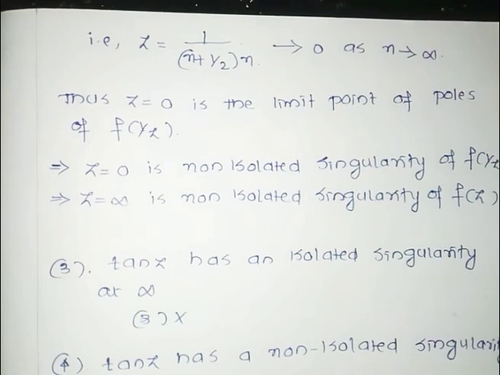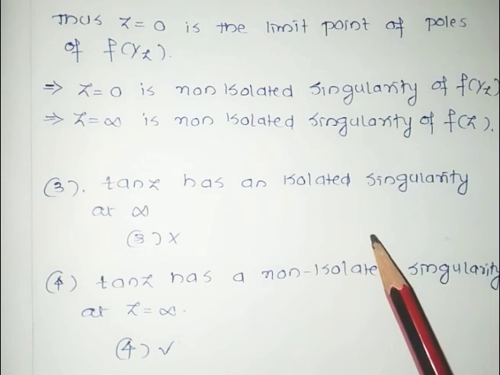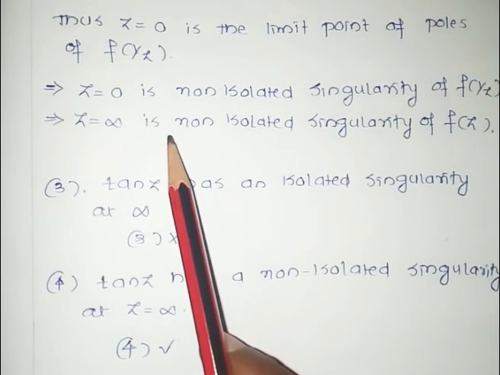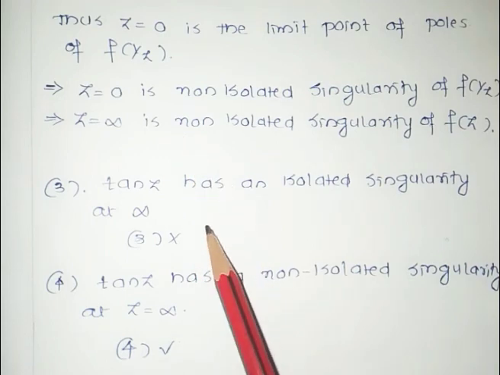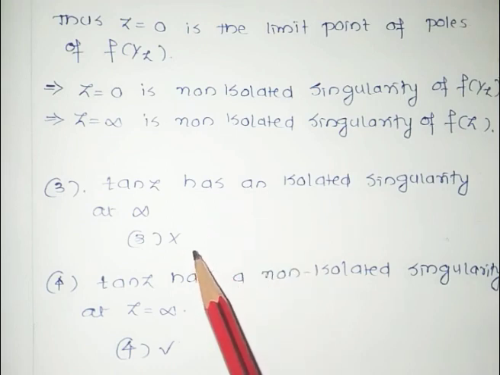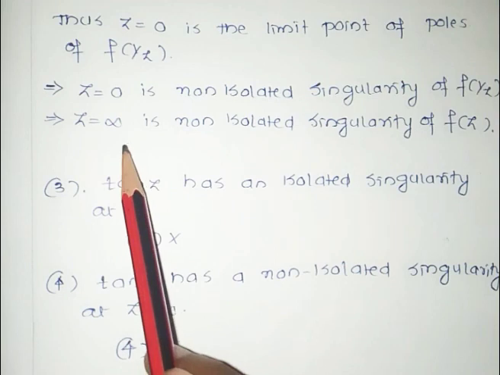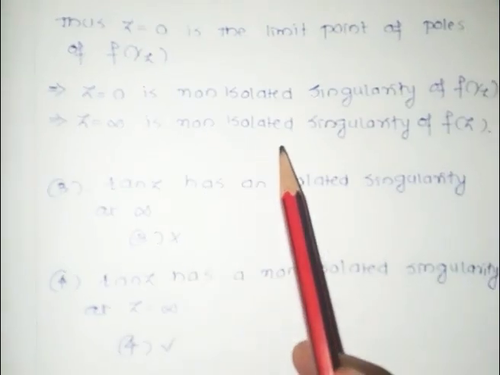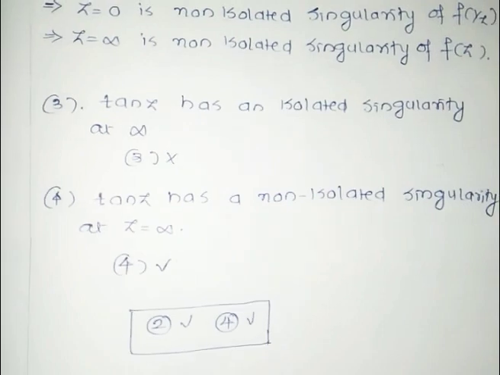Now we are going to our third option, which says that tan z has an isolated singularity at infinity, but we have here z equal to infinity is a non-isolated singularity of f of z. Therefore our third option, tan z has an isolated singularity at infinity, is a wrong option. And our fourth option says that tan z has a non-isolated singularity at z equal to infinity. Here we have z equal to infinity is a non-isolated singularity of f of z, so our fourth option is correct. So the correct options of this question are option number 2 and option number 4.